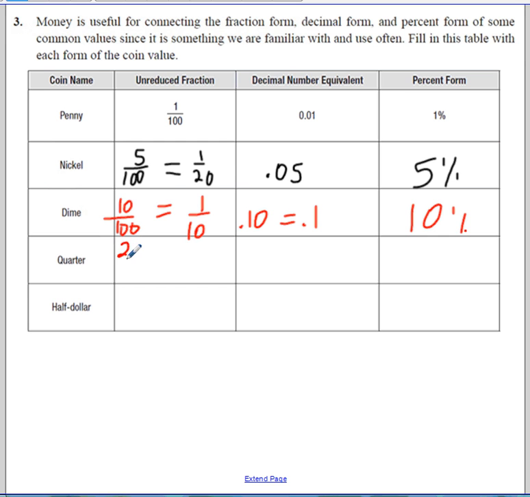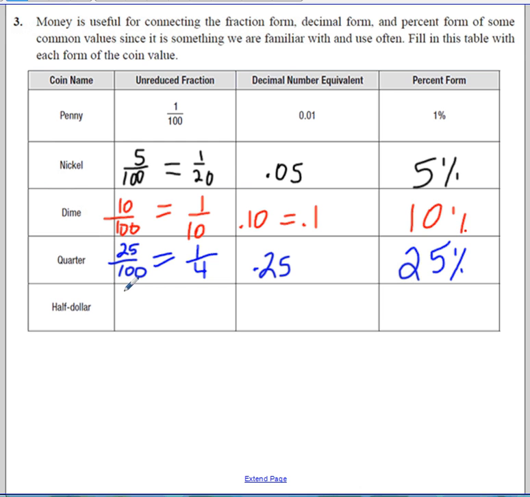Our quarter is 25 cents, where we still know 100 cents makes $1. And 4 quarters make $1. And so our reduced fraction form would be 1/4. And our decimal would be 0.25. If you like to put a 0 in front of your decimals, you can go ahead and put that 0 in front. And we have 25% if we move that decimal 2 spaces to the right.